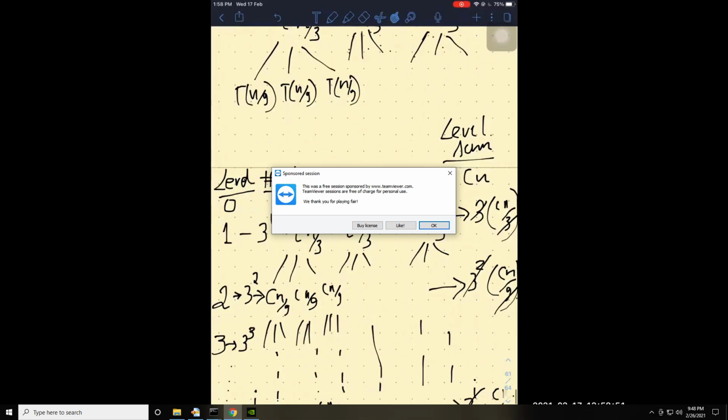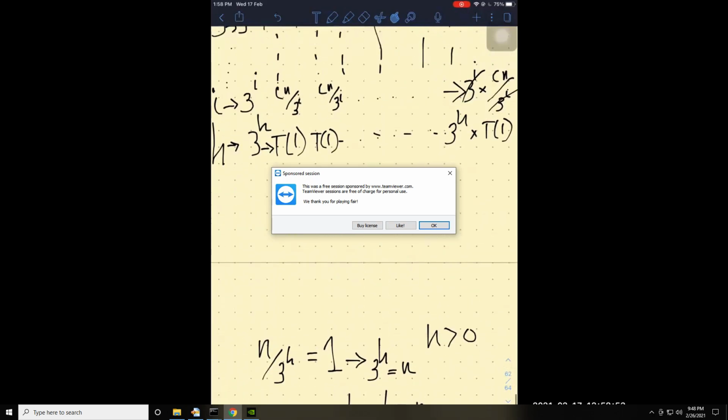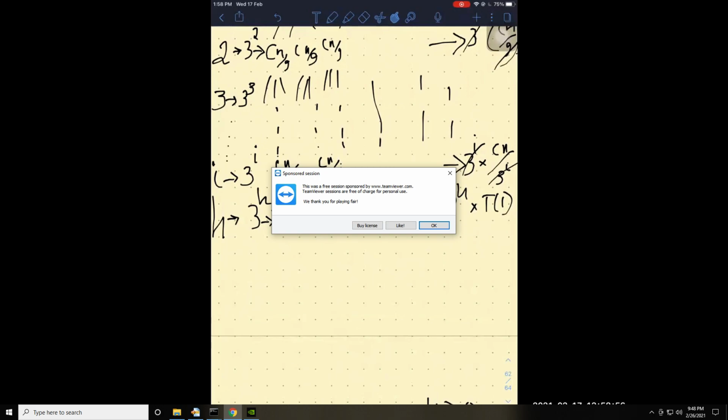So let's continue. For that one, yeah, we get this part. Then we can summarize this as T(n) equals 3 to the power h times T(1). As we get something constant here, we cannot remove this factor 3 to the power h from this last level. Is it clear?